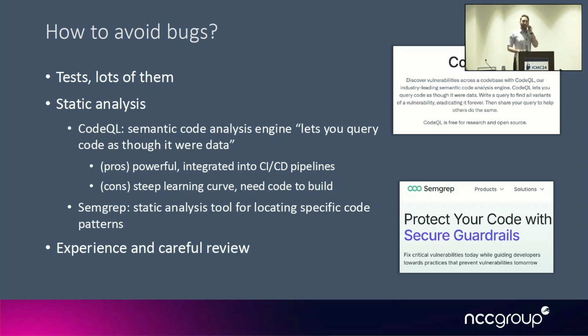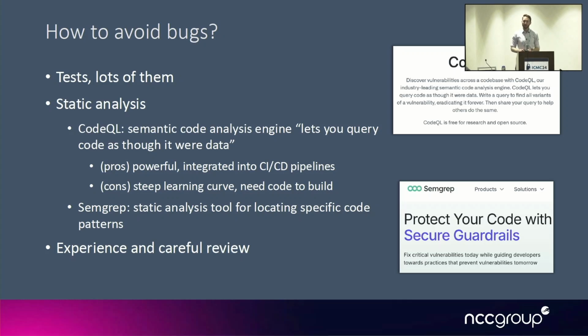Now that we have looked at a number of bugs, how do we actually avoid those bugs? Well, the first thing to do is to test. Just write as many tests as possible, and try to test those edge cases. To that extent, you can also try and do static analysis. Here I'm just going to call out two specific tools that are very powerful, although quite different.